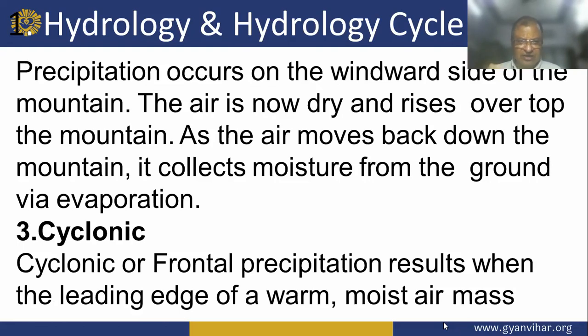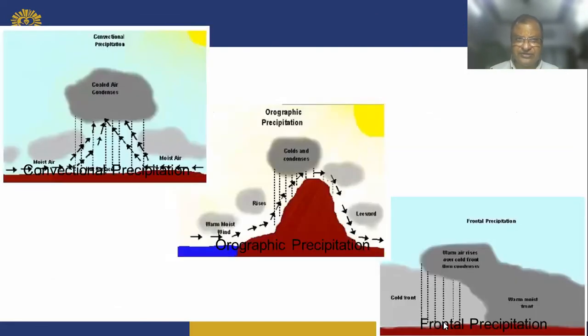And cyclonic or frontal precipitation results when the leading edge of a warm moist air mass meets a cold one. This is the diagram of each.